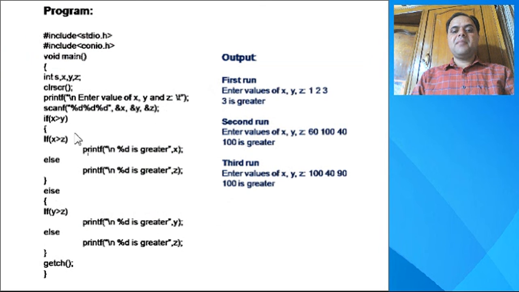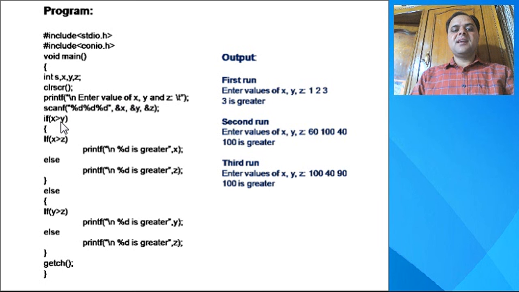So this is a program for finding the greatest among three numbers. Here I have included header files, stdio.h and conio.h. I have taken four integer variables s, x, y, and z. We have to enter the values of three variables x, y, and z. Enter the value of x, y, and z. So %d, %d, %d, I have combined all the variables here.